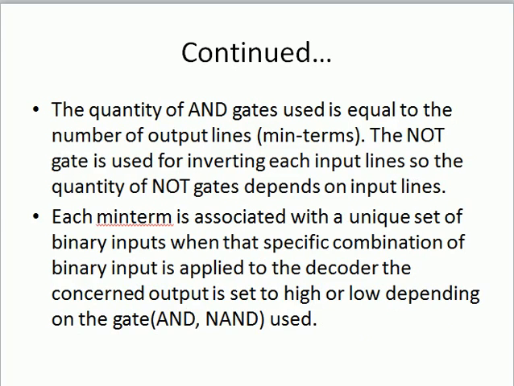The number of AND gates used is equal to the number of output lines. However many output lines we have, that will be the number of AND gates we have to use. The NOT gate is used for inverting each input line, so the quantity of NOT gates depends upon the input lines.